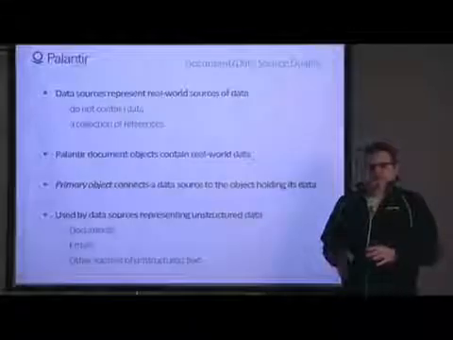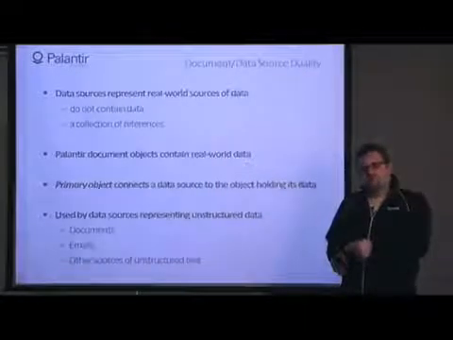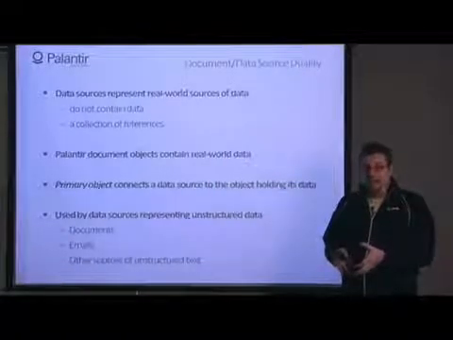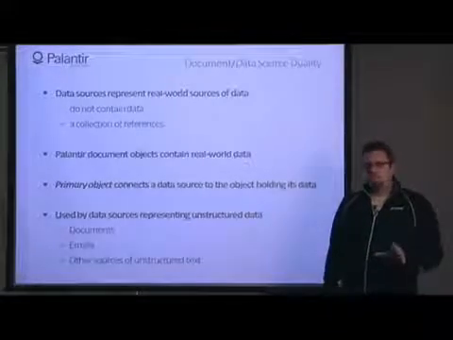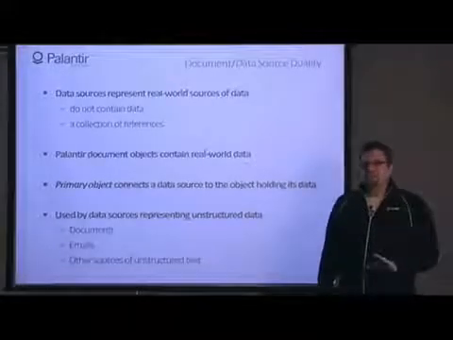So we have this notion of a primary object property that we can place onto a data source. And this allows us to tie the data source to the object in Palantir that contains its data. And so you see this used primarily with data sources that represent unstructured data. So things like Word documents, message traffic, emails, and any other source of unstructured text that you may end up with.